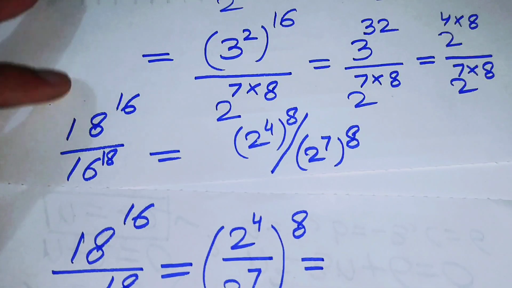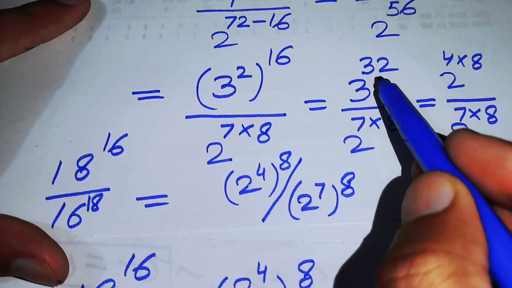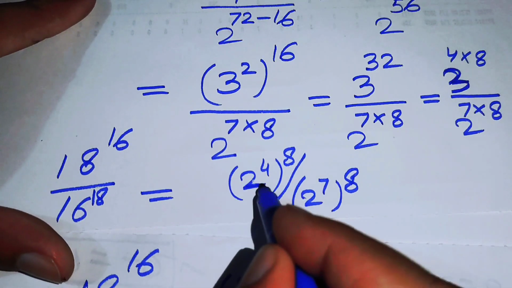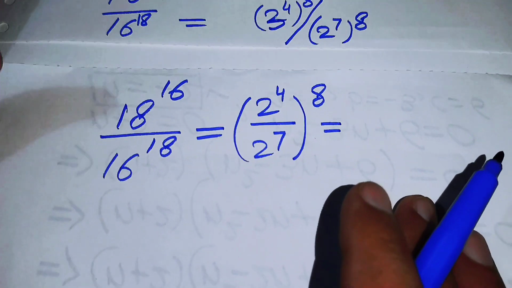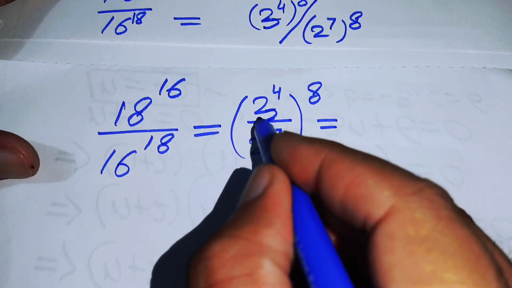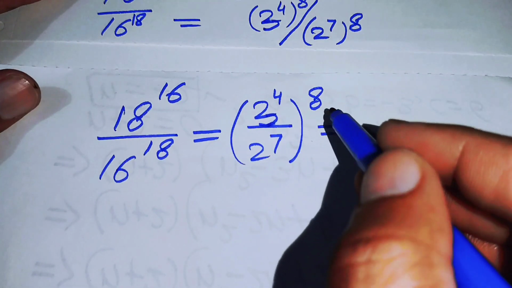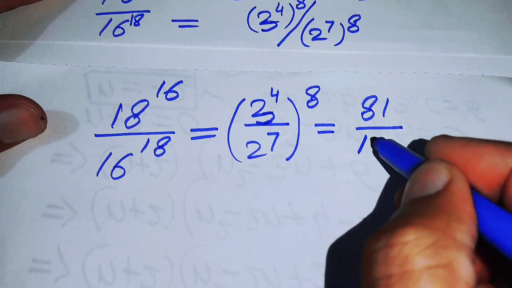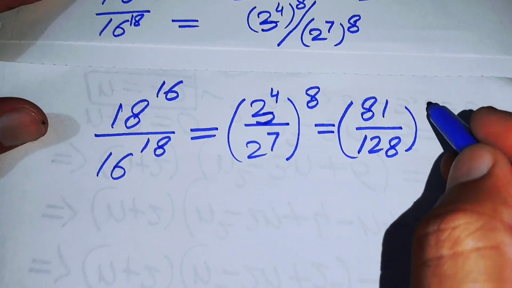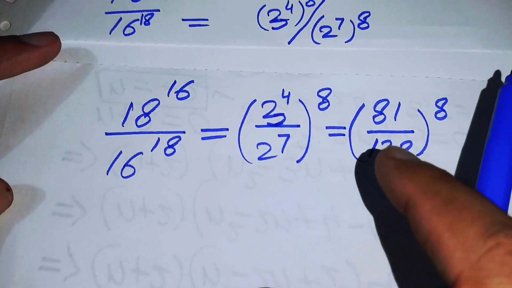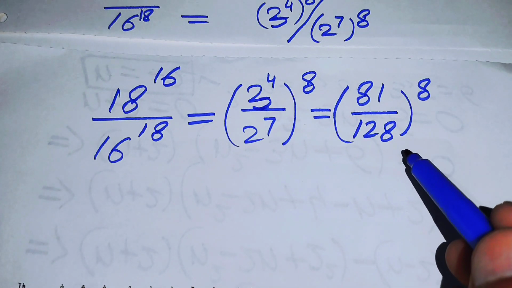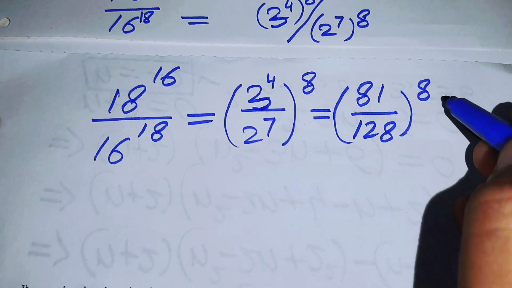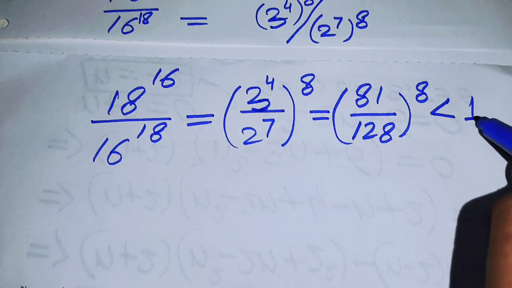Sorry, here we have some mistake. Here we can write this 3 to the power 32 as 3 to the power of 4 times 8. So we can write it as 3 to the power of 4, and its whole power 8. You know that 3 to the power of 4 is equal to 81, and 2 to the power of 7 is equal to 128, and its whole power 8. You can see that this 81 over 128 is less than 1, so its whole power 8 is also less than 1. So we conclude that this expression is less than 1.